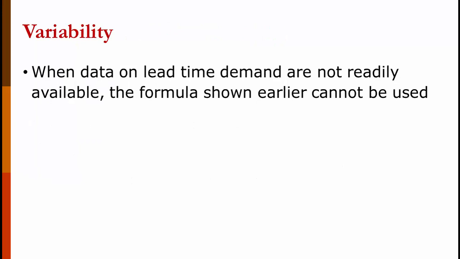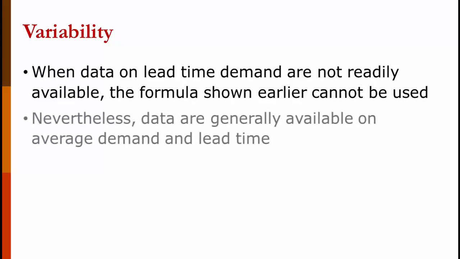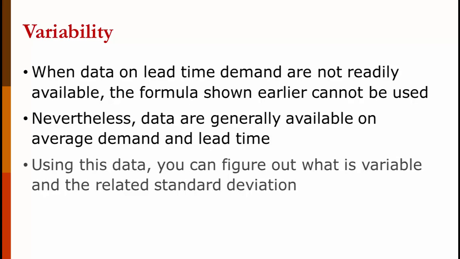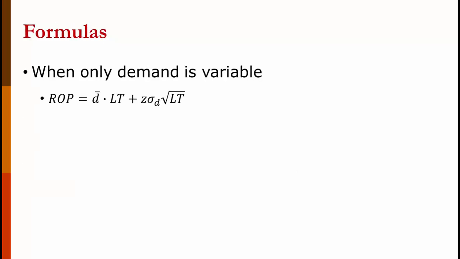Sometimes data on lead time demand are not readily available. That means you can't use the formulas I've been showing you. Generally, however, data is available on average demand and average lead time. You can use that data to approximate the standard deviation and the lead time. When only demand during lead time is variable, the reorder point R is daily demand times the lead time in days plus Z times the standard deviation during lead time.